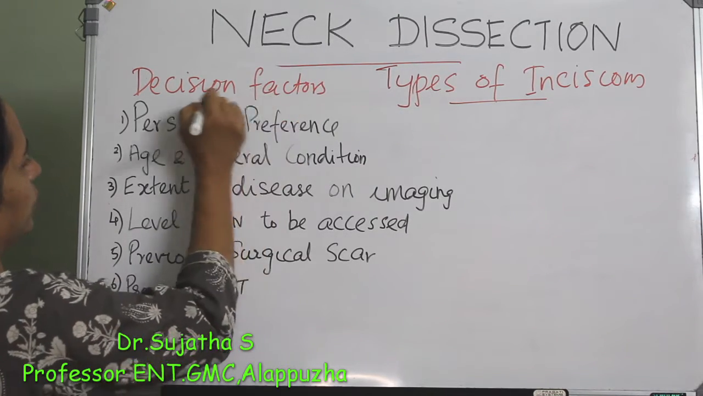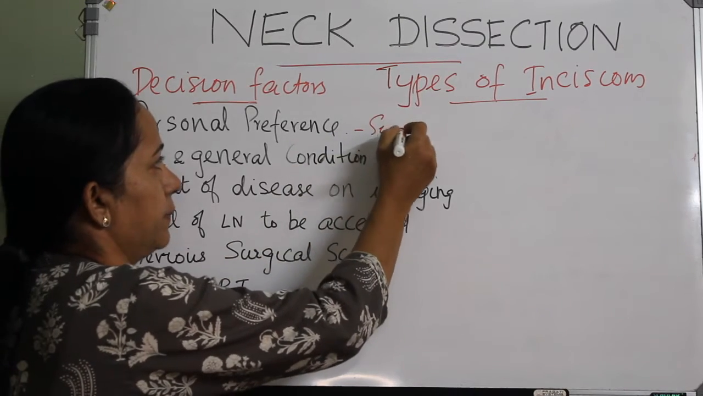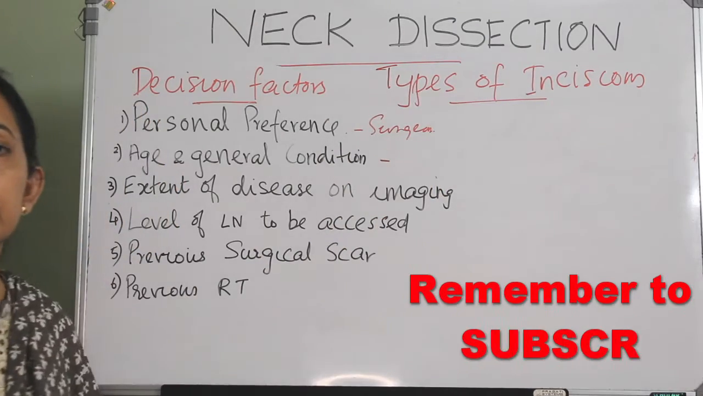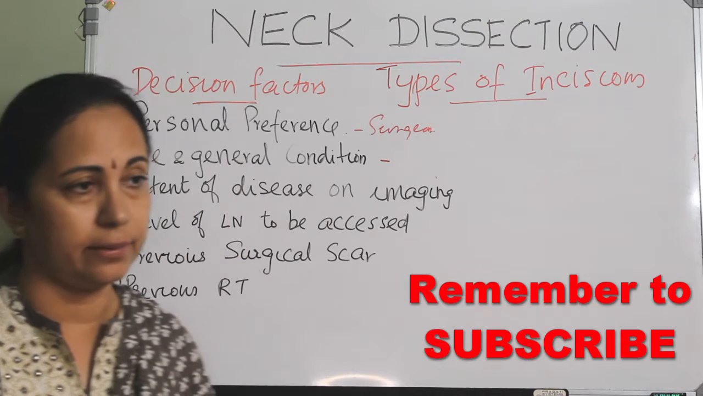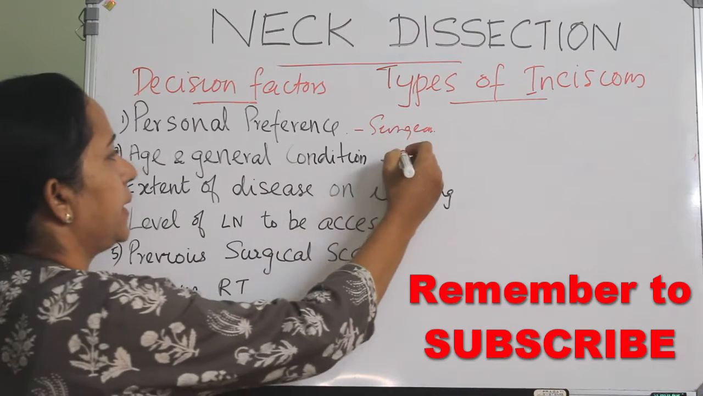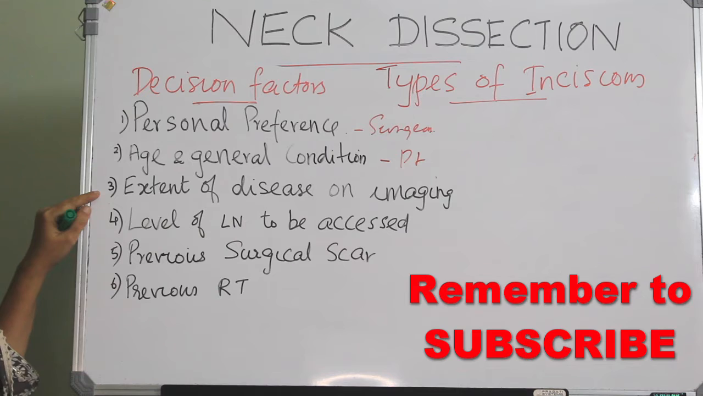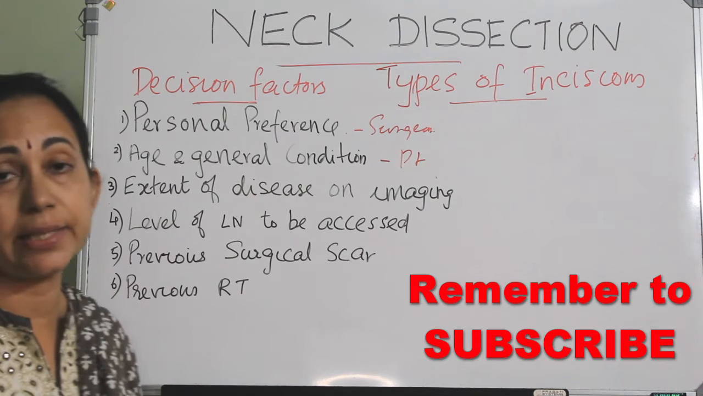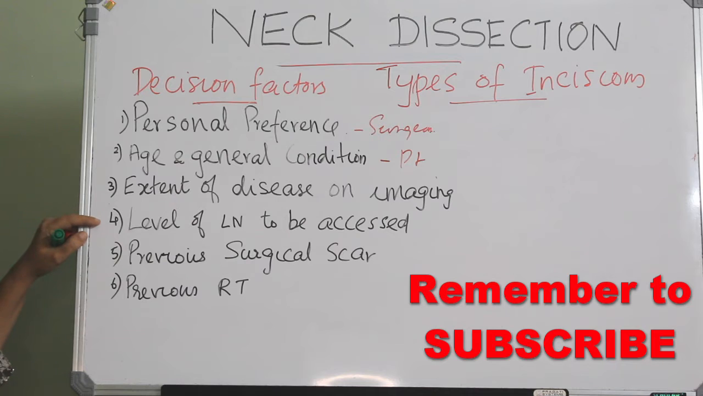To select the type of incision, the first one is personal preference, that is of the surgeon. Depending upon the experience and the confidence of the surgeon, he can decide which incision has to be used. Then patient factors, that is age and general condition of the patient. Extent of the disease on imaging, that is the site and the size of the primary as well as the neck node. Level of lymph node to be accessed.